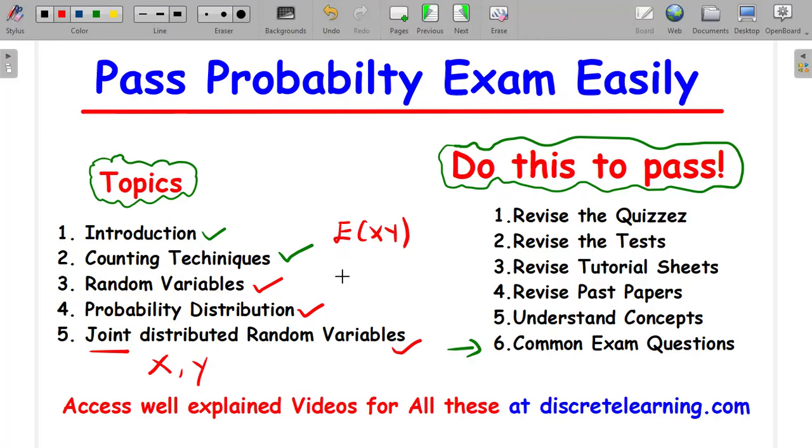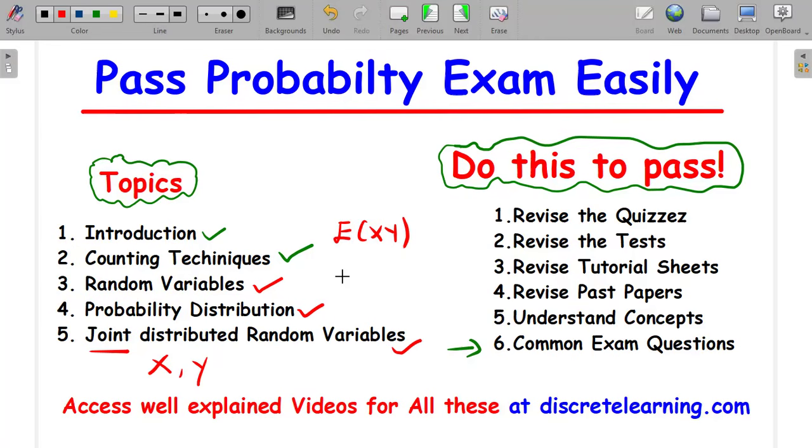Once you understand how these topics are connected, the course becomes easier to organize and also to revise. So now I'm going to share tips on how you can easily pass this probability exam without putting in much effort, just like I did.